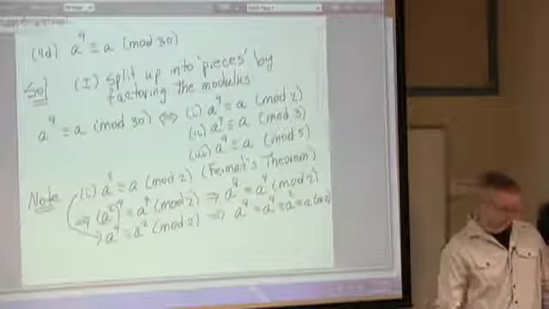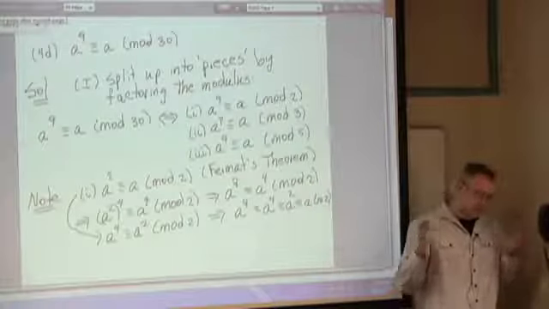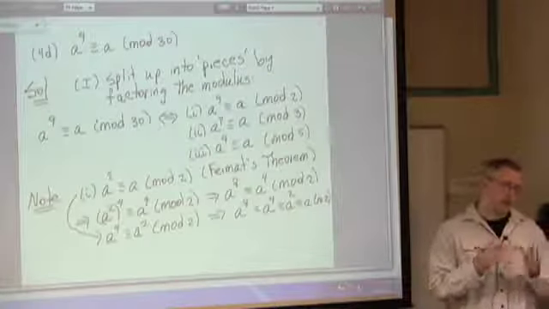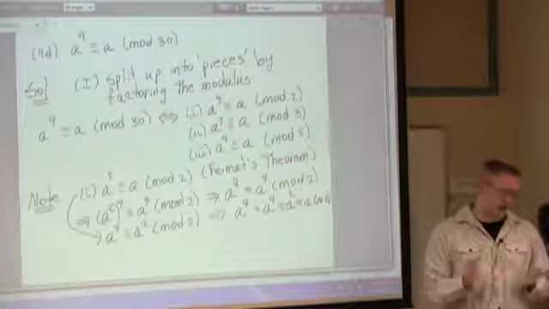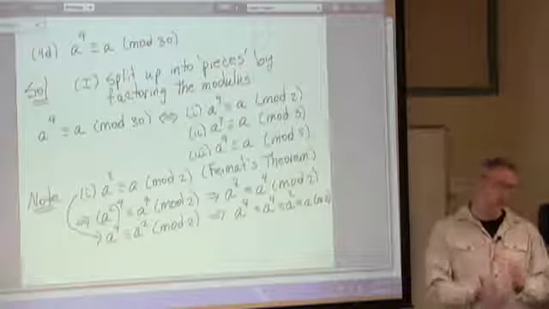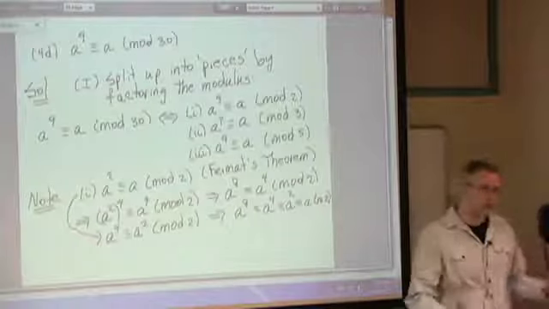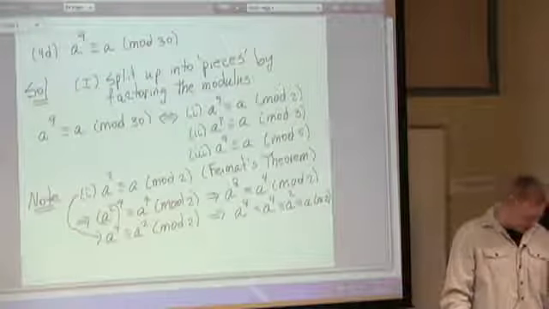Okay, so this is what you're doing for a lot of these problems: whatever your modulus is, you want to break it up and factor it into powers of primes, and then just attack each of those pieces individually using Fermat's theorem. And that applies to the vast majority of these.